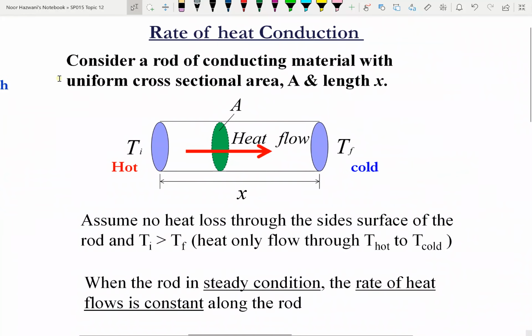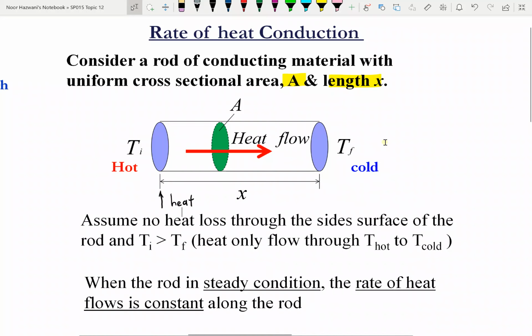Kalau you consider a rod of the conducting material with a uniform cross-sectional area. So, you ada area yang uniform. Dan you ada L, length X. Okay, you panaskan. Contohlah, you panaskan this end, left hand. So, haba itu will be transferred from hot to cold region.